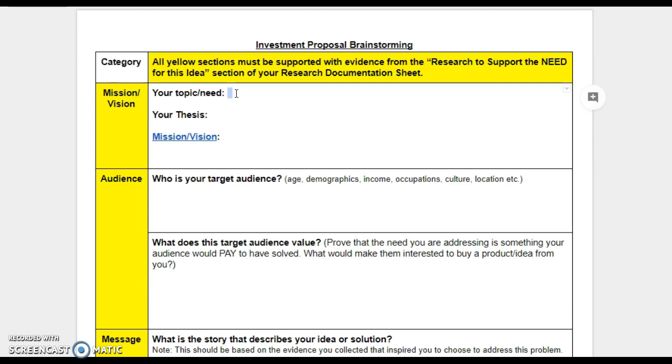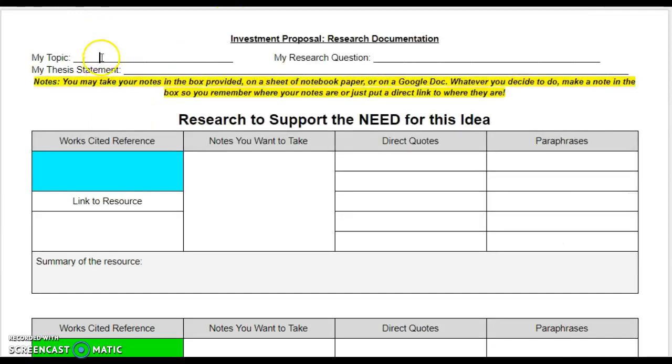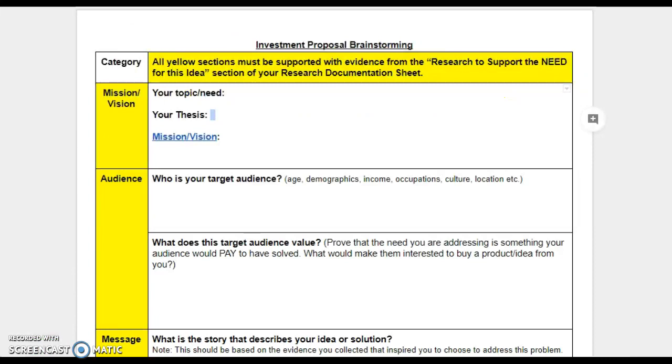So now when you're looking here, the very first thing is in your mission and vision section, and you need to put your topic or your need. Well, you already have that, just like you should already have your thesis statement, and both come from right here. We're just putting those things in more than one place because those things are governing everything that you do in this project, in this paper, in this presentation.